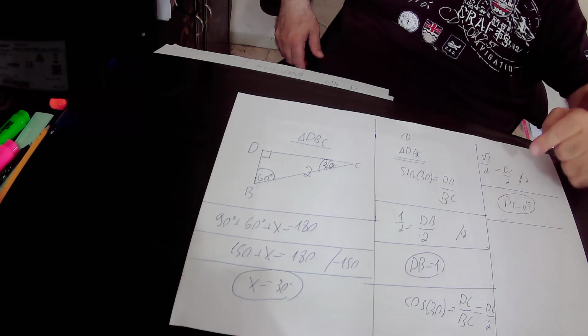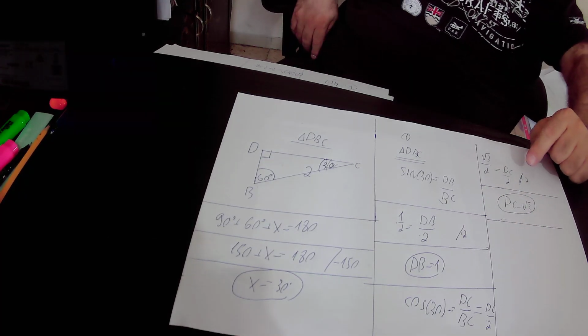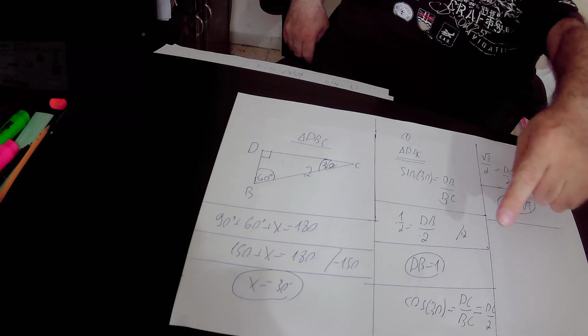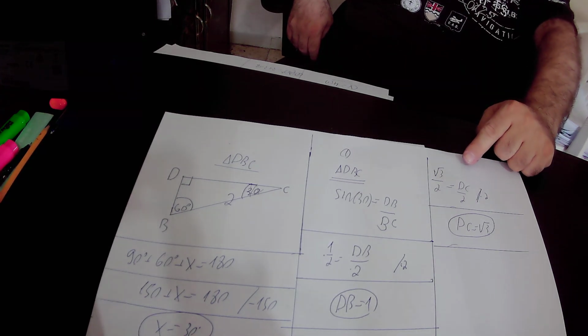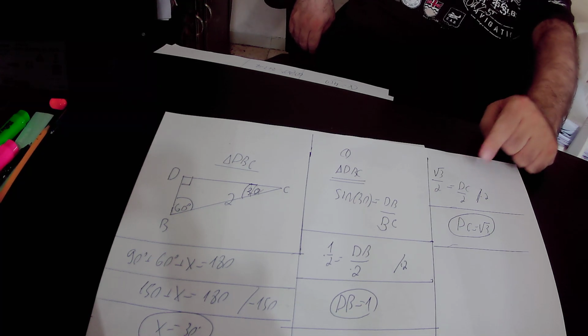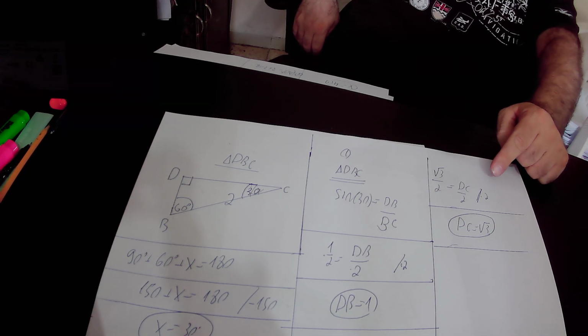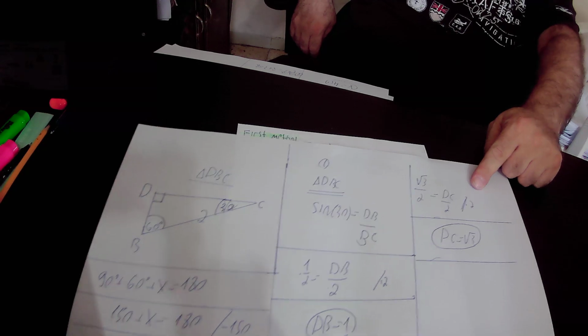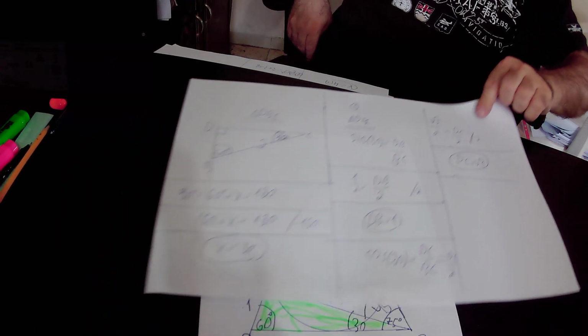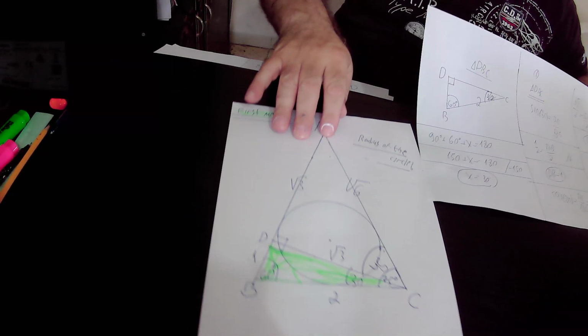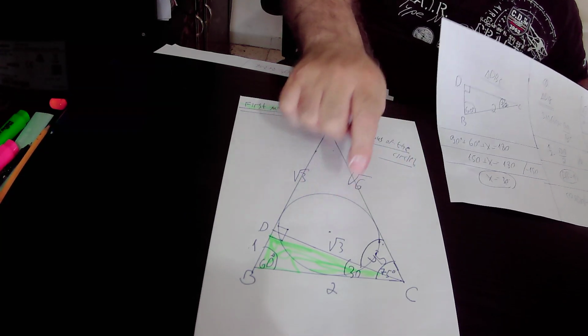Cosine 30 degrees is square root of 3 over 2, and it is equal to DC over BC. BC is 2, so we substitute BC by 2, and we find that square root of 3 over 2 equals DC over 2. We multiply this equation by 2, and find that DC equals square root of 3 units.